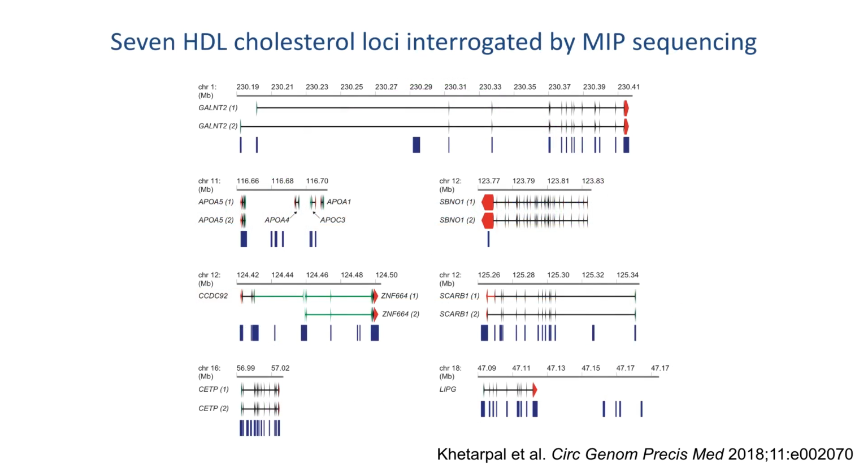Here's a schematic showing the 7 HDL-C loci, with the regions of MIP sequencing shown as dark blue bars. The authors chose 4 loci with genes well known to be involved in HDL metabolism prior to the GWAS era, as well as 3 loci subsequently discovered by GWAS, 2 of which, CCDC92 and SBNO1, are very new and haven't yet been deeply explored with respect to common and rare variation.